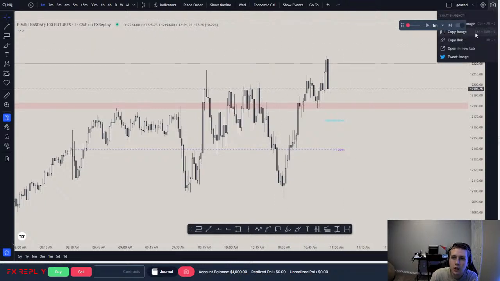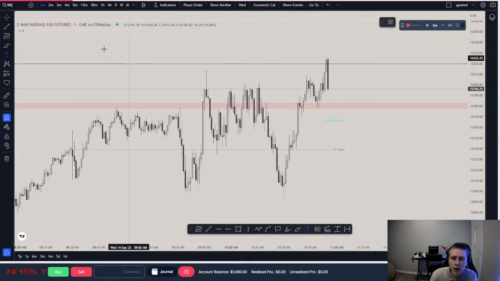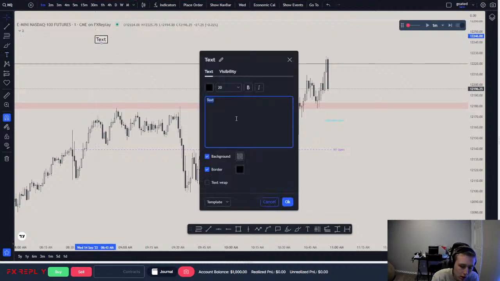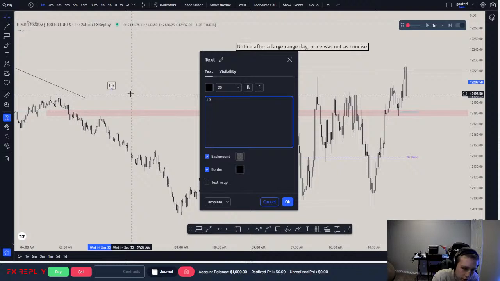Okay, let's take a snapshot of that. Actually, I want to put annotations. I don't want to half-ass this. Notice after a large range day, price was not as concise. Low resistance liquidity signatures.